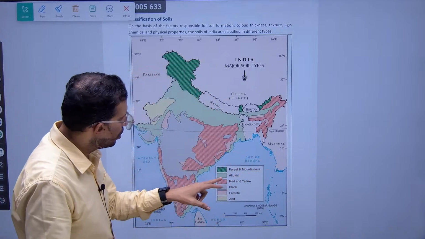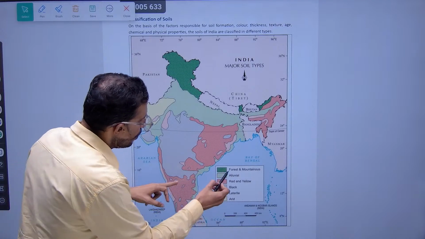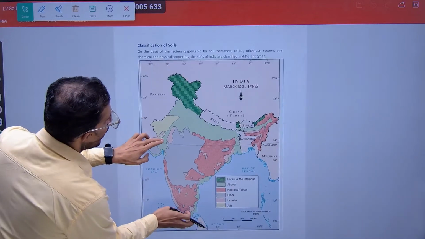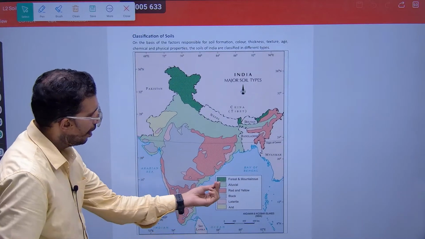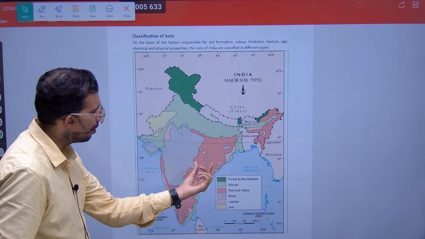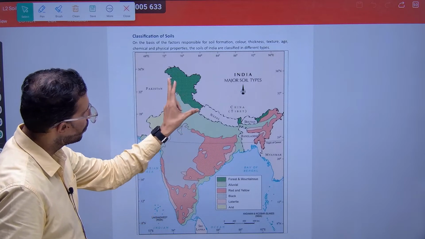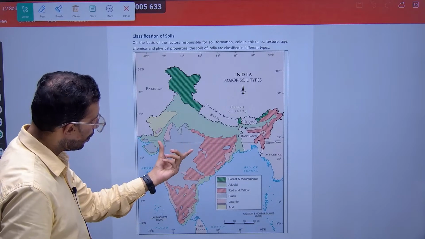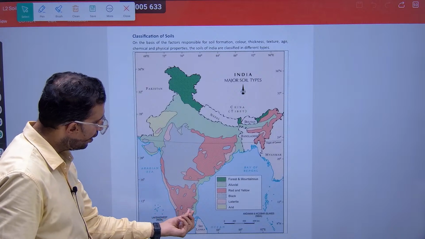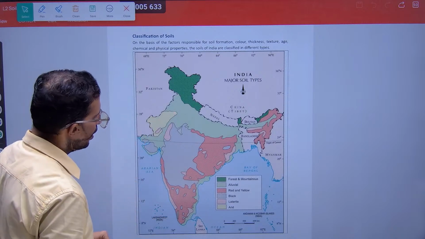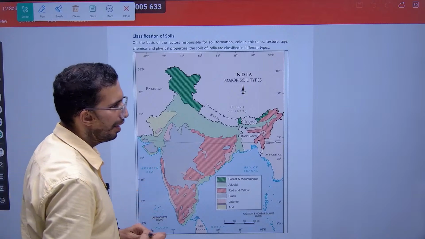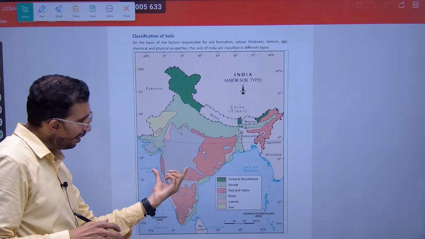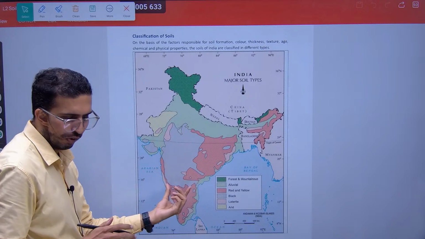This is a classification given: forest, alluvial, red, black, laterite and arid, and the corresponding color represented over here. This is forest, this is alluvial, this is red, black, laterite and arid. This way, six major types we are seeing. Just analyze the diagram, their region and their extent and the geographical spread. That you have to analyze.